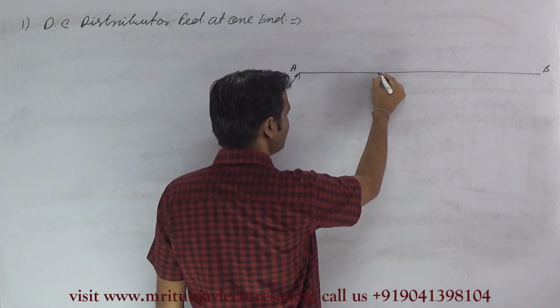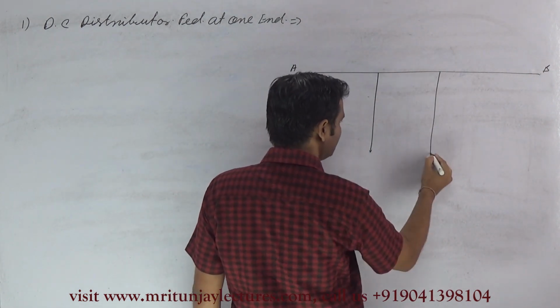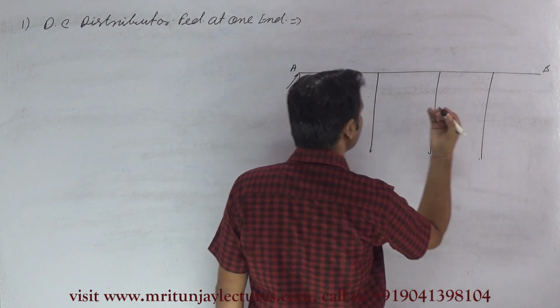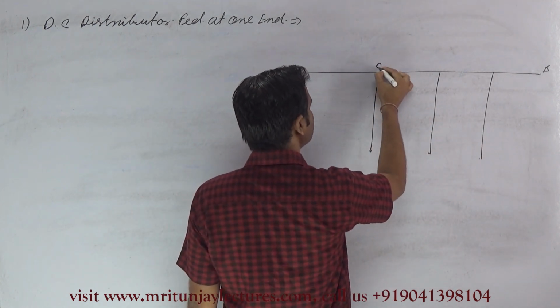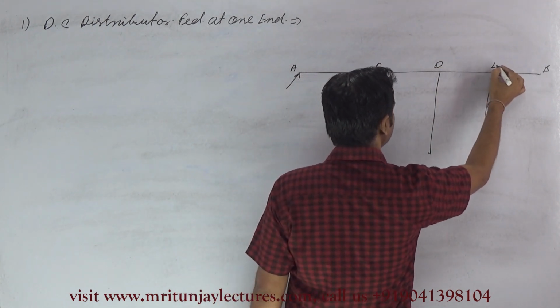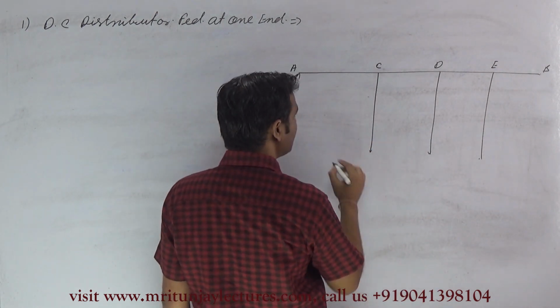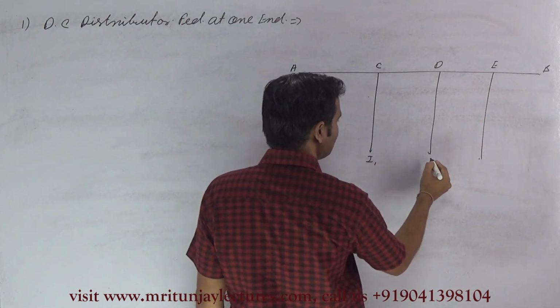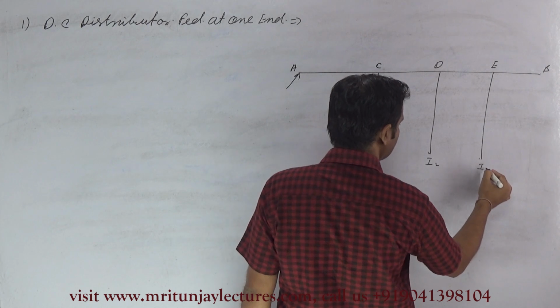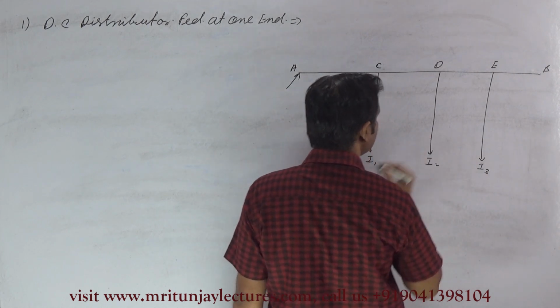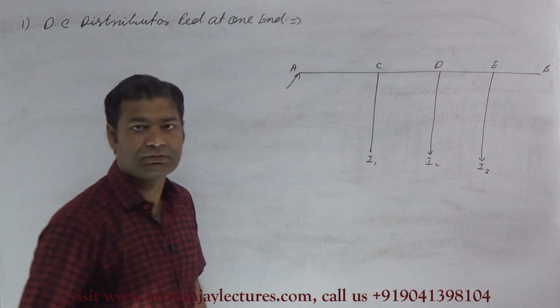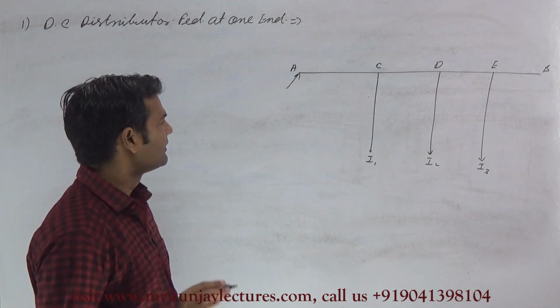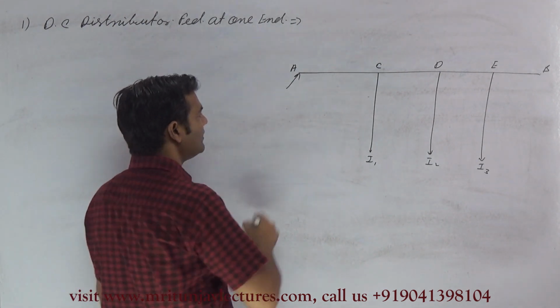This one is C, this one is D, this one is E, whatever. That is C, D and that is E. The currents corresponding to these are I1, I2 and I3. Okay, make it like this. Clear?